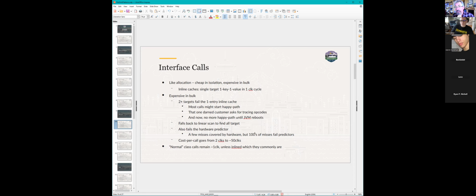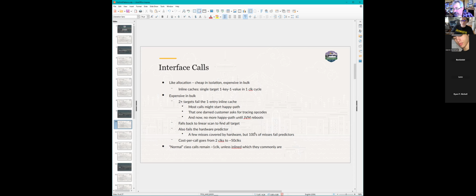And you'll start with this happy path, one inline cache working, and some customer will ask for a weird off case. Some website, you're running a web server, will ask for a weird off site. And that call site goes megamorphic, has multiple targets, and suddenly gets slow, and it remains slow forevermore until the JVM reboots and you rejit the code.